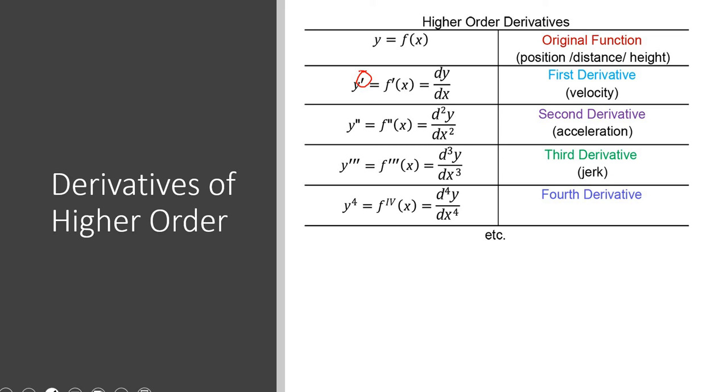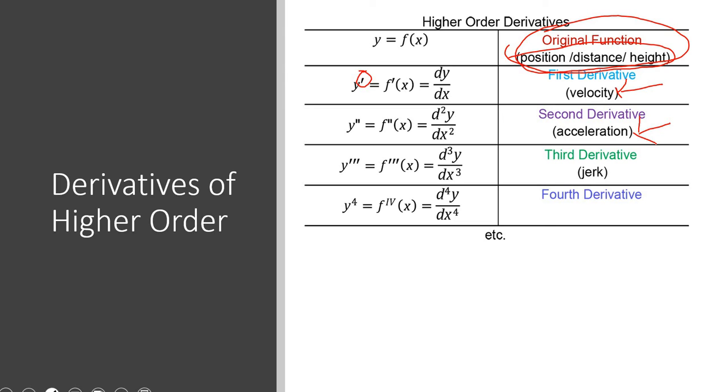So again, at the top here we have the original function, and there are 0 apostrophes, 0 primes, so that's got to be our original function. Here we have 1 apostrophe, so that's our first derivative. Now, if our original function was position, distance, or height, then our first derivative is going to be velocity. Our second derivative is going to be acceleration.